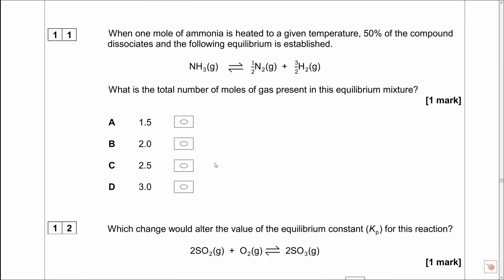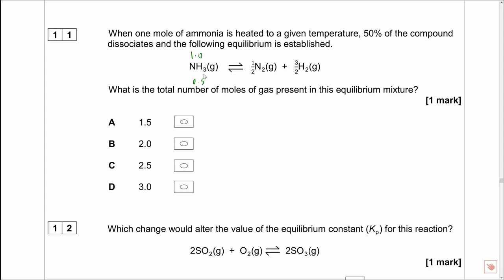When 1 mole of ammonia is heated to a given temperature, 50% of the compound dissociates and the following equilibrium is established. What is the total number of moles of gas present in this equilibrium mixture? Oh, okay. So if you start with 1 and 50% of that dissociates, that means 0.5 dissociates. Oh, look at the ratio.